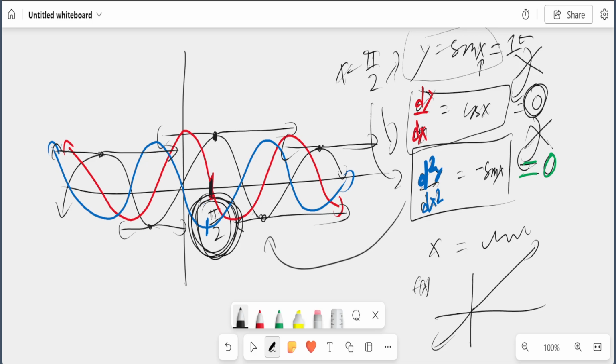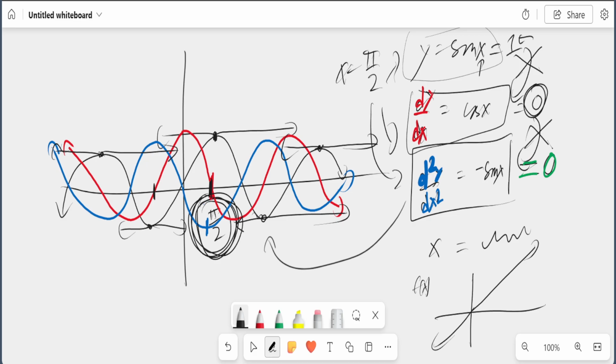Okay, so let's just take the point pi over 2. At that point, the y value is a positive number, but the slope is 0. At the same time, the slope is decreasing, and that's where the y double prime comes in, right? Yes, the slope is decreasing. And if it was a point like negative pi over 2, then the y double prime would be positive because our slope is increasing. Yes.